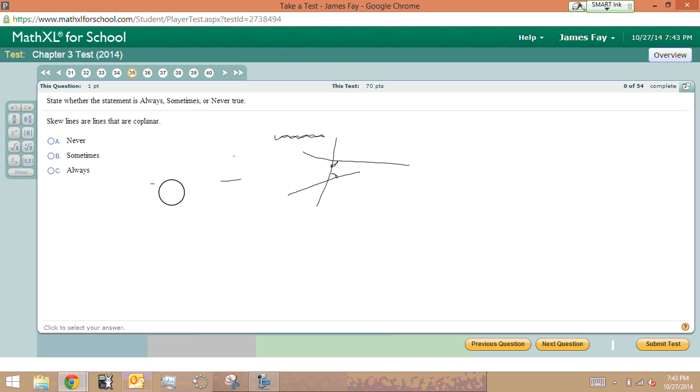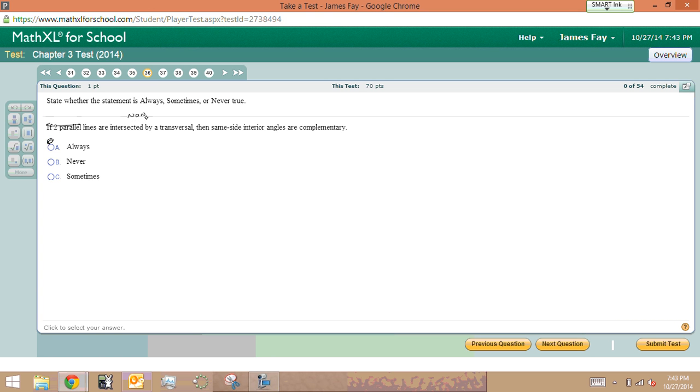Skew lines are lines that are coplanar. That is never. The key part of this definition for skew lines is that they are lines that are non-coplanar. If two parallel lines are intersected by a transversal, then same-side interior angles are complementary. But that is never true. The angles are always supplementary.